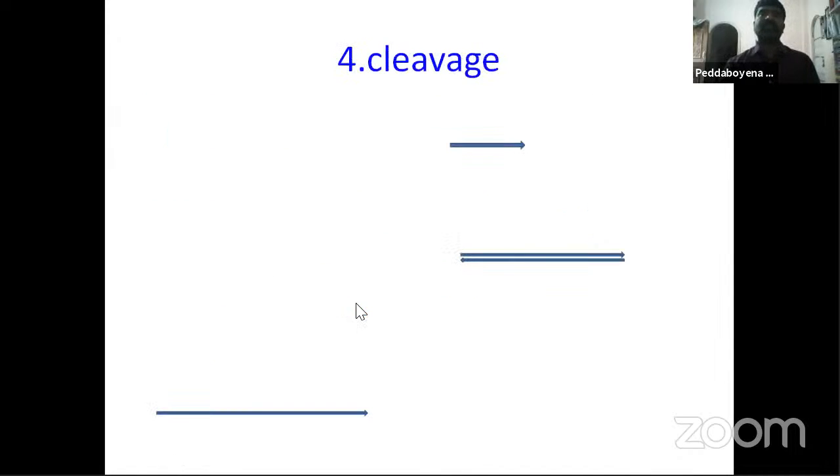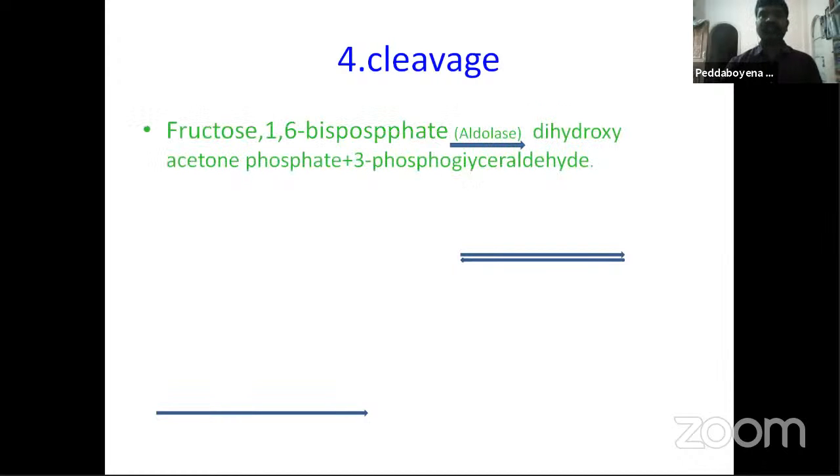Next, you are observing cleavage. Already we know cleavage. So fructose 1,6 bisphosphate, in the presence of aldolase enzyme, is cleaved into dihydroxyacetone phosphate, 3C, and another one is 3-phosphoglyceraldehyde. So DHAP and G3P. These are called triose phosphates.